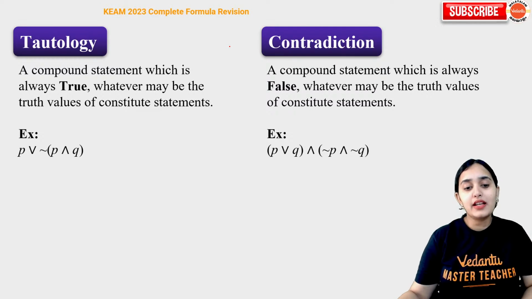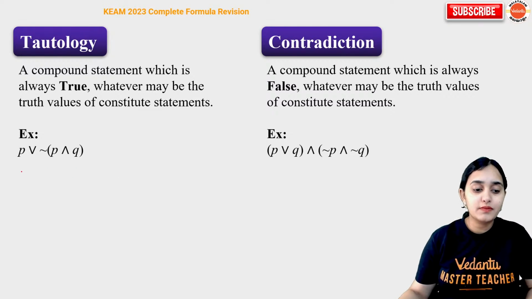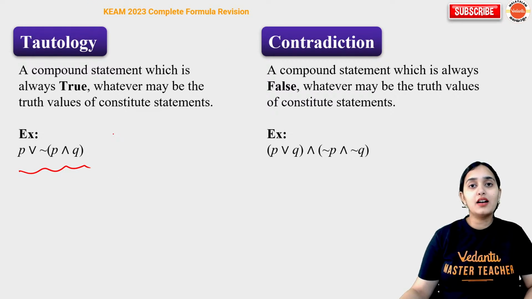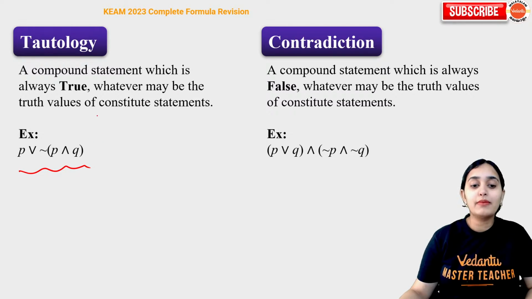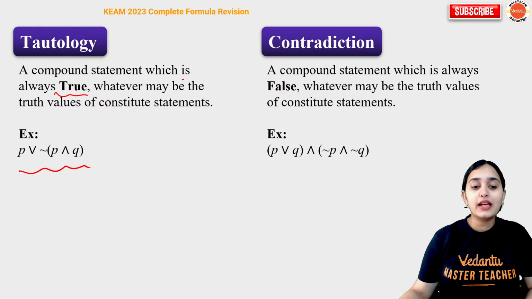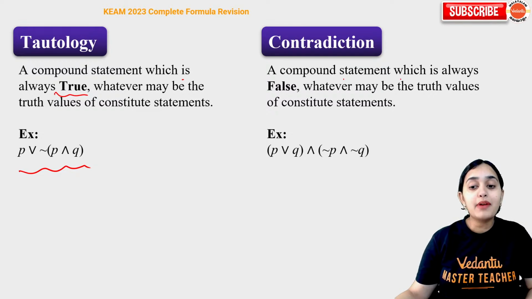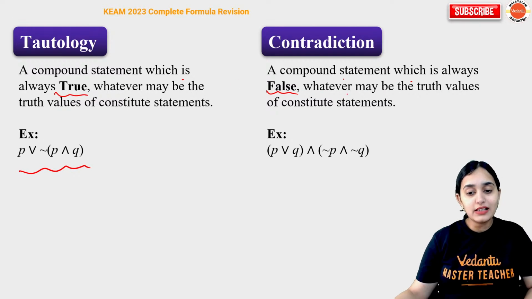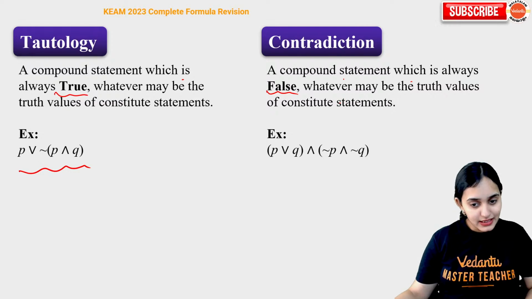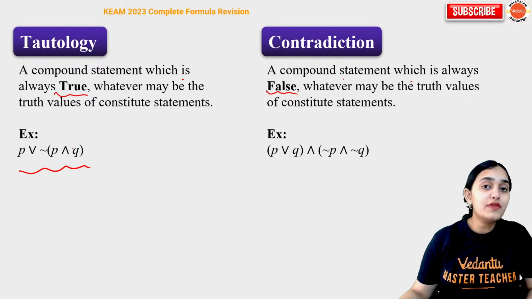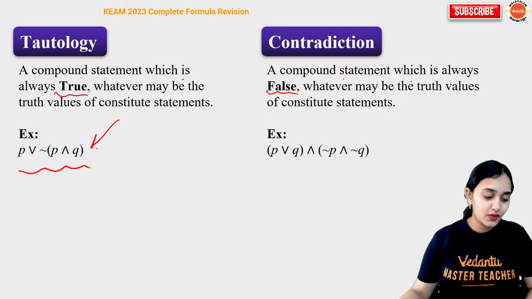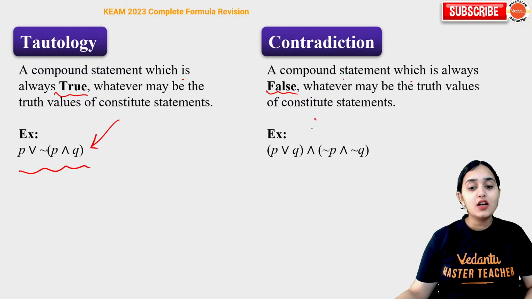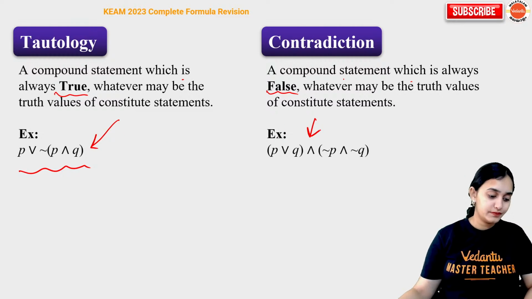Tautology and contradiction are basically two kinds of statements. If they ask for tautology, basically a compound statement which is always true is a tautology. A compound statement which is always false is a contradiction. So how can you prove that it is a tautology? Using this formula, and contradiction using this formula.